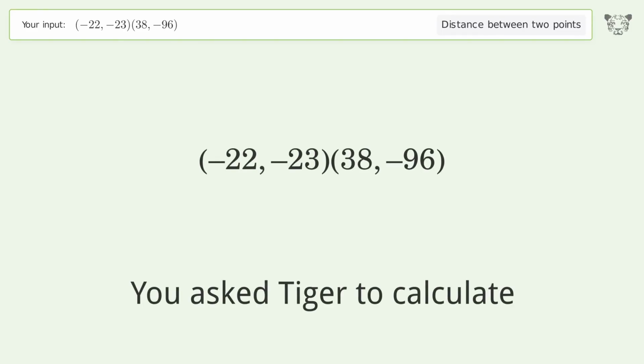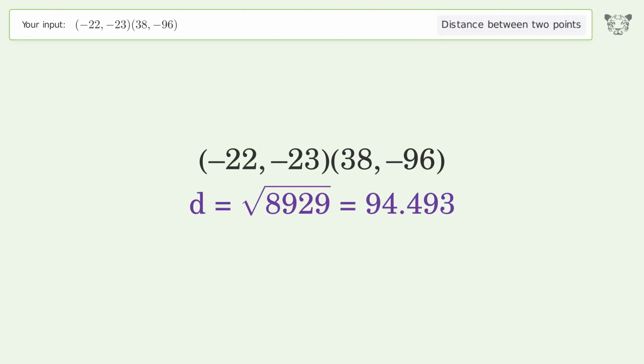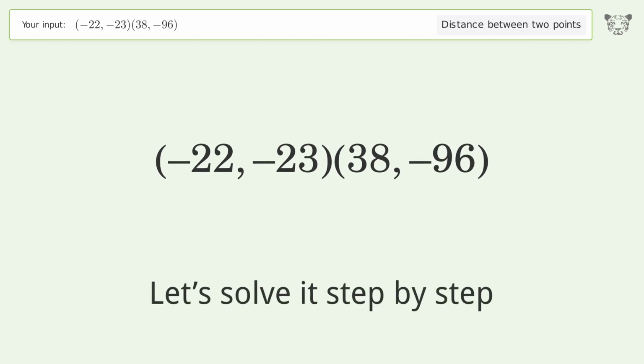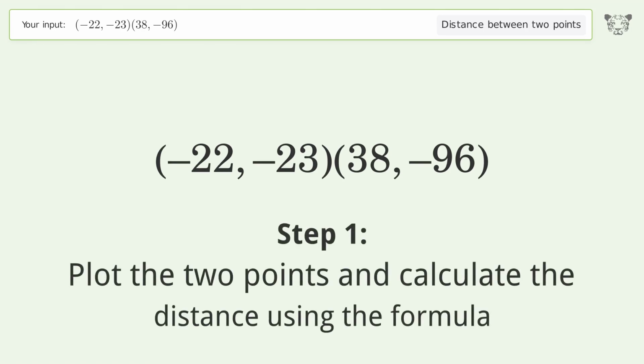You ask Tiger to calculate. This deals with the distance between 2 points. The distance between the 2 points is the square root of 8,929, or 94.493. Let's solve it step by step. Plot the 2 points and calculate the distance using the formula.